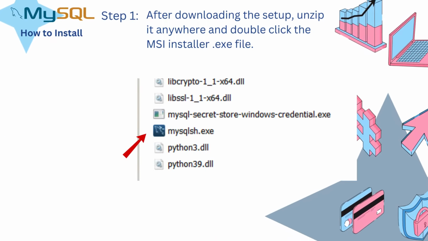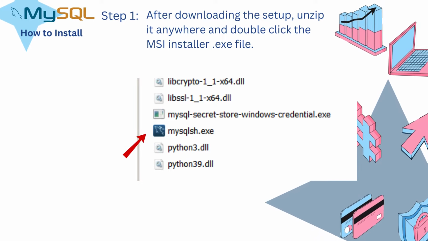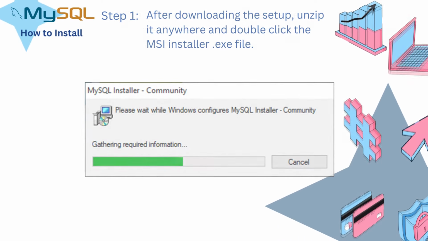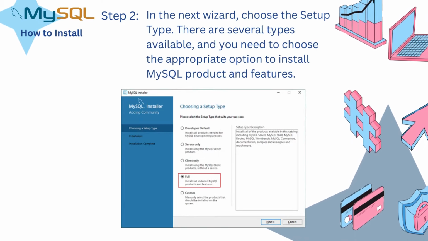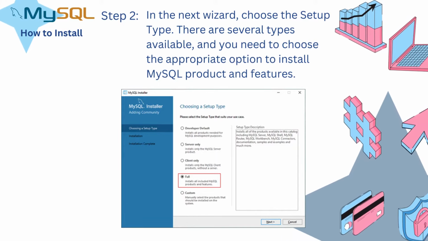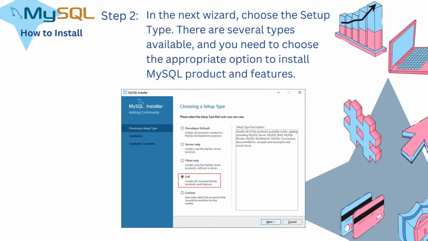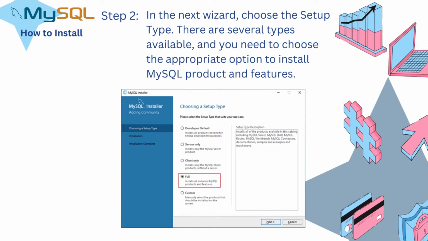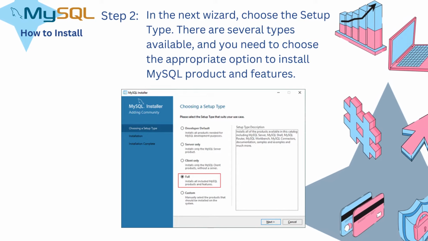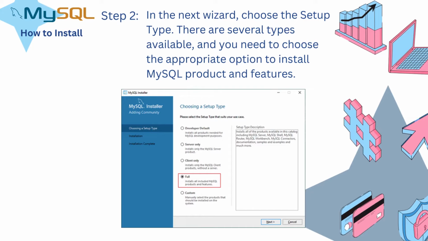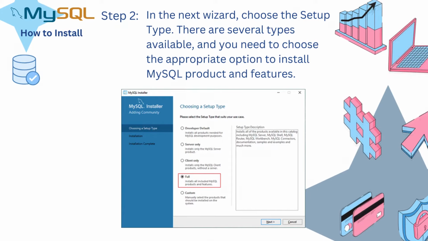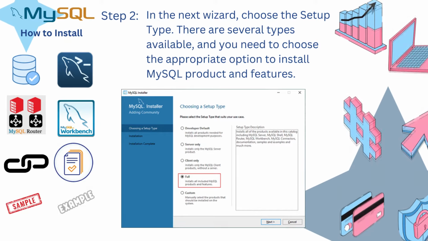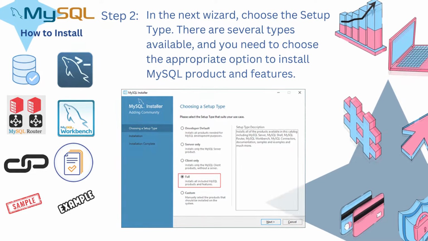Step 1. After downloading the setup, unzip it anywhere and double-click the MSI installer.exe file. It will give the following screen. Step 2. In the next wizard, choose the setup type. There are several types available, and you need to choose the appropriate option to install MySQL products and features. Here, we are going to select the Full option and click on the Next button. This option will install the following things: MySQL Server, Shell, Router, Workbench, connectors, documentation, samples and examples, and many more.